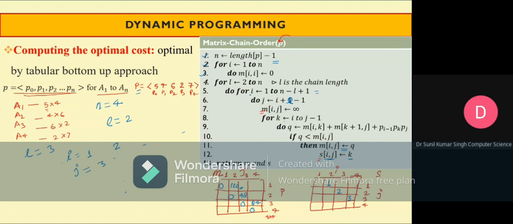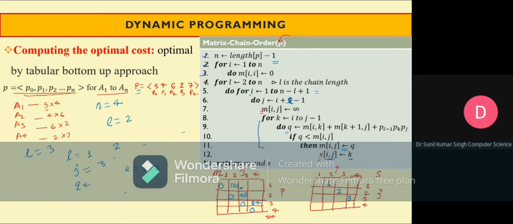Now compute these steps. K is equal to I to J minus 1. So I is 1, J is 3. So J minus 1 is 2. So that means this time K is going to take two values. The values are 1 and 2. So this loop will iterate 2 times, and we will be finding two values of Q. And here we are going to store the value which is least among these two values. So let's calculate these two values of Q.